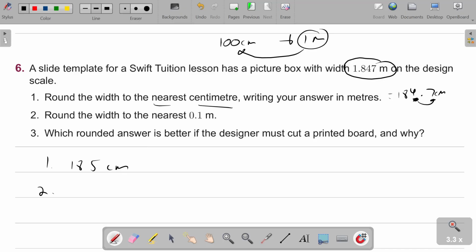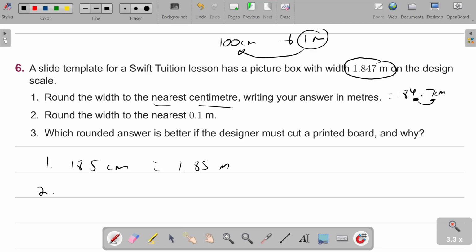Second question asks us to round the width to the nearest 0.1 meter. In other words, to the nearest tenth of a meter. Sorry, I'm not done. It asks us to write your answer in meters. So I've written in centimeters right now, but if I had to multiply by 100 to get into centimeters, I need to divide by 100 to get it into meters again. So it's going to be 1.85, and that takes me back to meters.